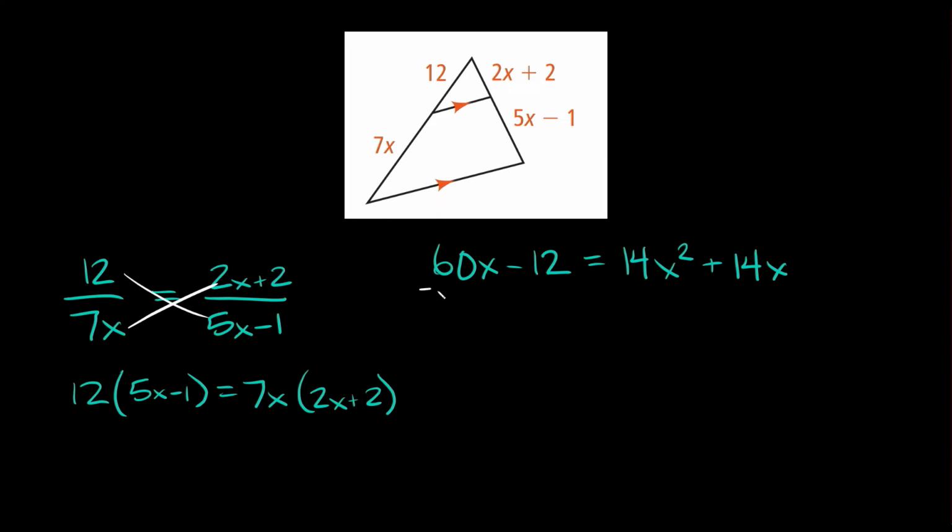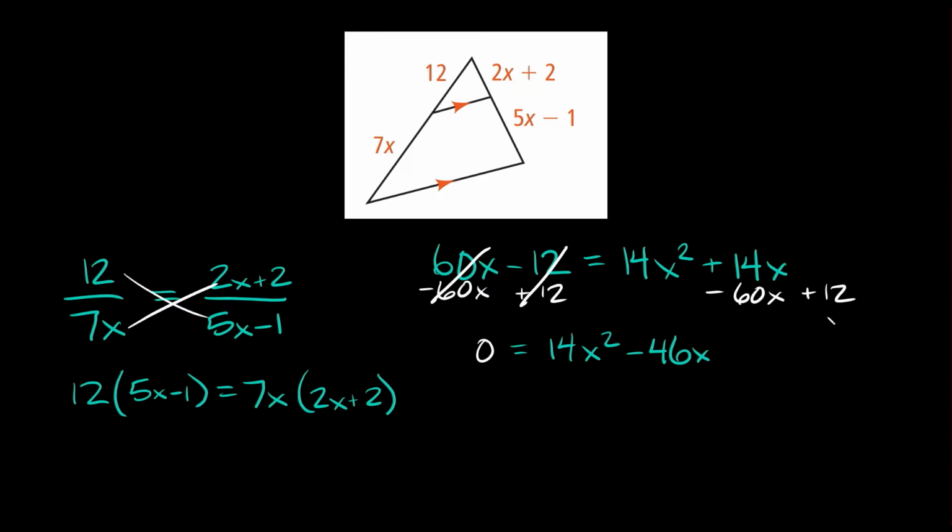So here, let's subtract 60x from both sides, and let's add 12 to both sides. All right, so then on this side, we get a big fat 0, and that's going to be equal to 14x squared, 14 minus 60 is equal to negative 46, so minus 46x, and plus 12.